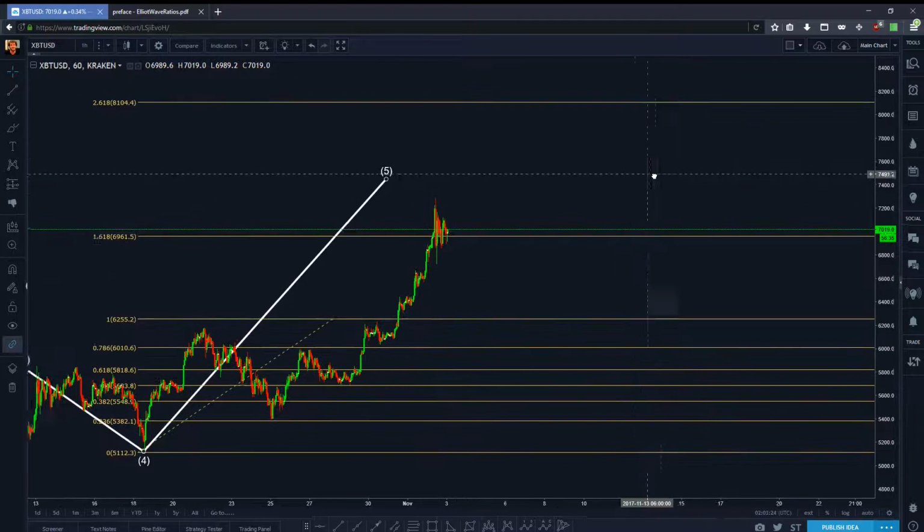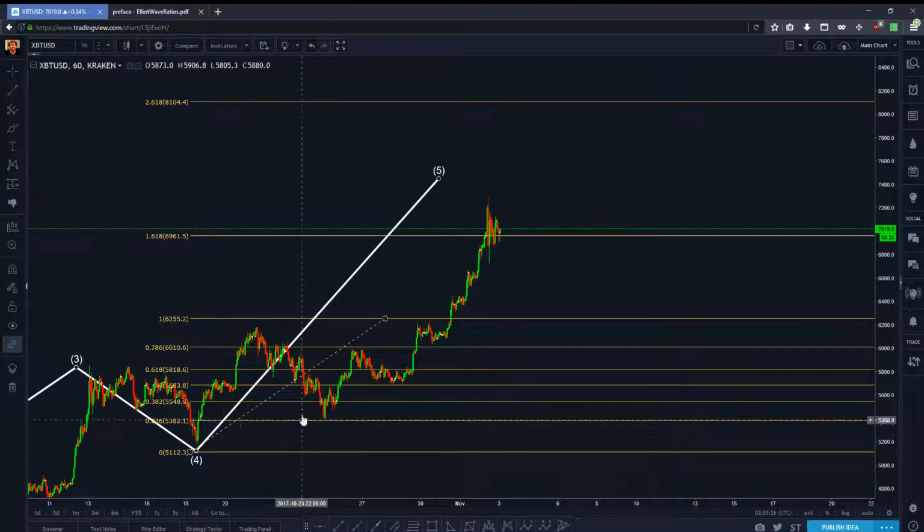On BitMEX this looked a lot different, but same rules apply. So yeah, our targets are the 1.0 fib, which is here. It was 62.55 on this chart. And this isn't quite accurate.